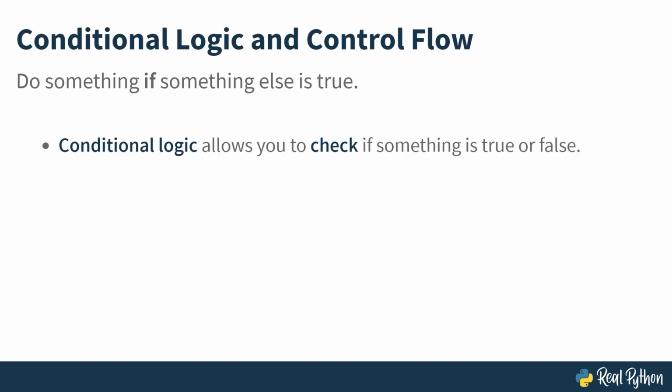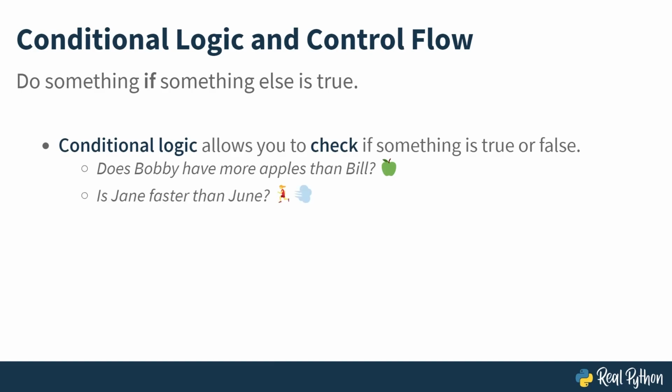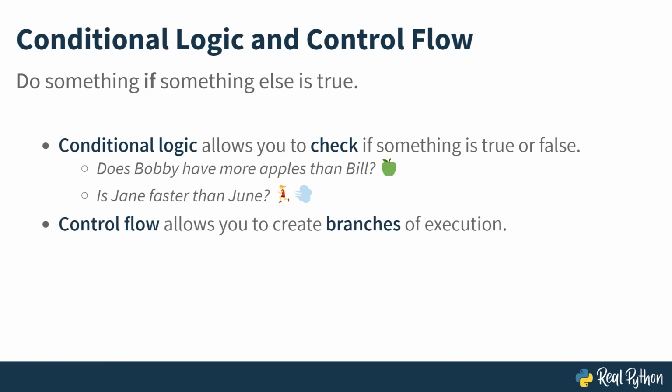Conditional logic, which allows you to check if something is true or false. Does Bobby have more apples than Bill, for instance? Or is Jane faster than June? There's a certain conditional logic contained in these questions. Does Bobby have more? Is Jane faster? Once you have the answer to these, which can be true or false, yes or no, then you use control flow to create branches of execution.